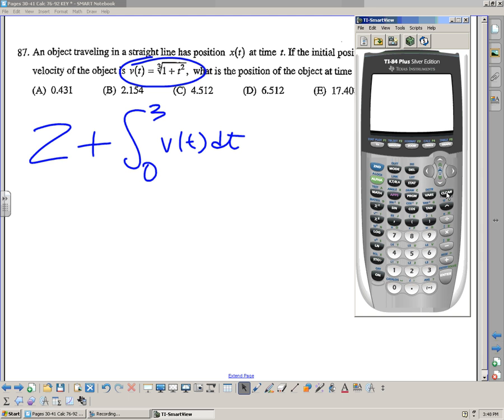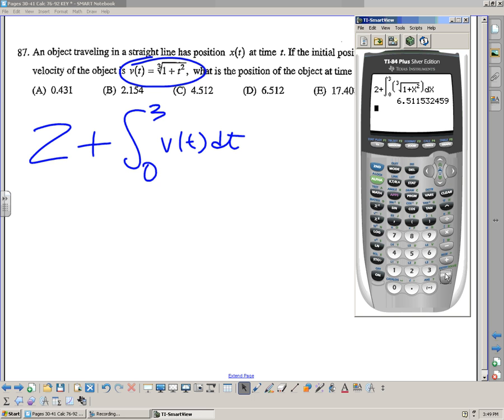So we would like to do 2 plus the integral from 0 to 3 of the velocity, cube root. You do math 9, 4 cube root of 1 plus x squared dx. Going over there, dx.